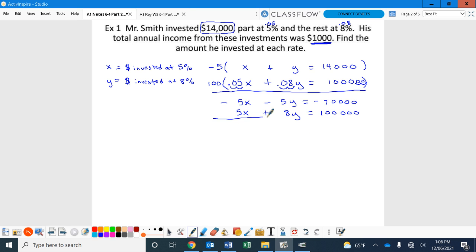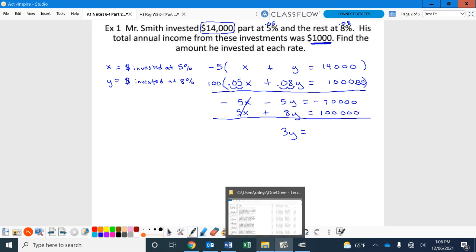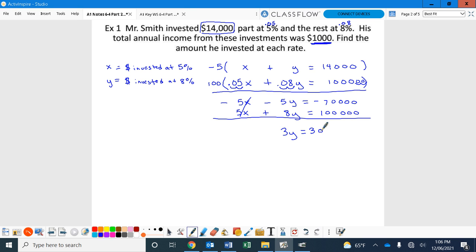Okay, so that's going to cancel out which variable? The x. The y's go together. They give you 3y. What is -70,000 plus 100,000? 30,000. Divide by 3, divide by 3, and y equals 10,000.